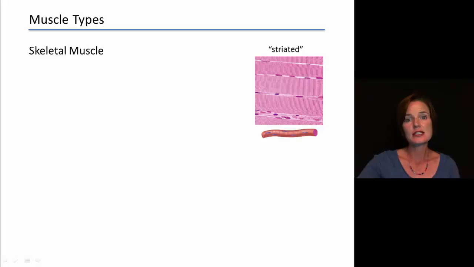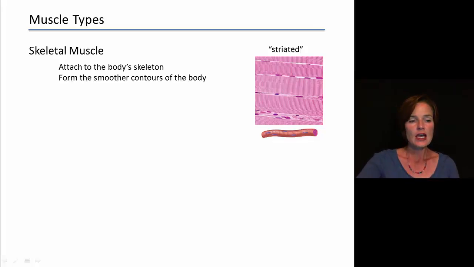The first of those is skeletal muscle, and there's a picture of that shown right here. One of the characteristics of skeletal muscle is that it does tend to have lines or striations in it, so that's where the term striated comes from. If we talk a little bit more about the skeletal muscle, this is going to attach to the body skeleton, and that's really where the name comes from. This is going to form the smoother contours of the body, so that's why we are not just jagged edges like our skeleton would be.